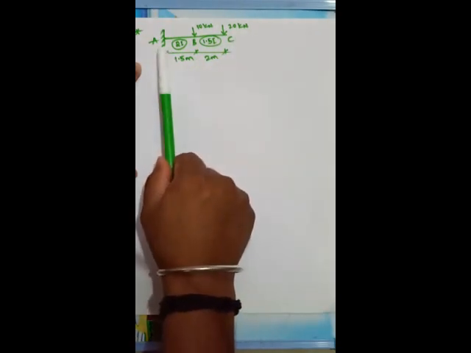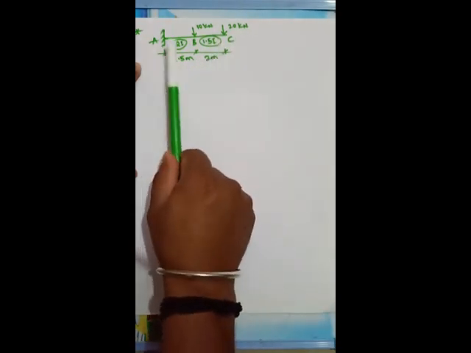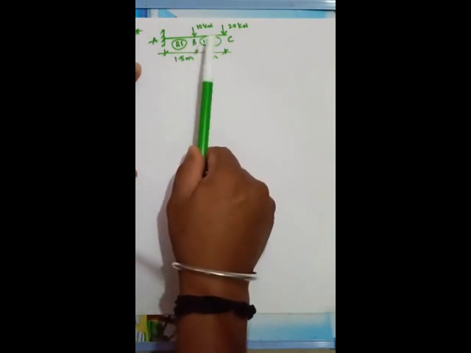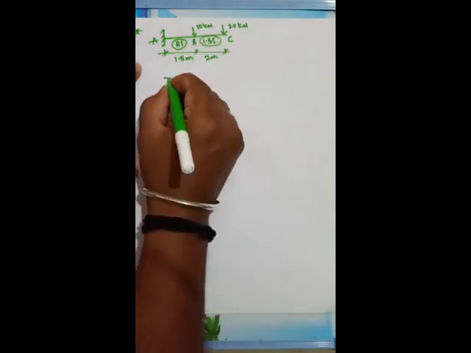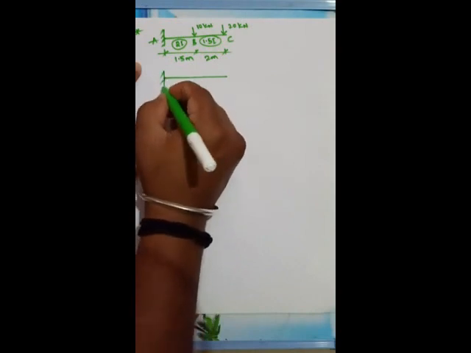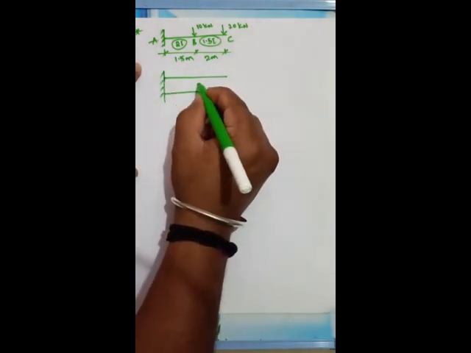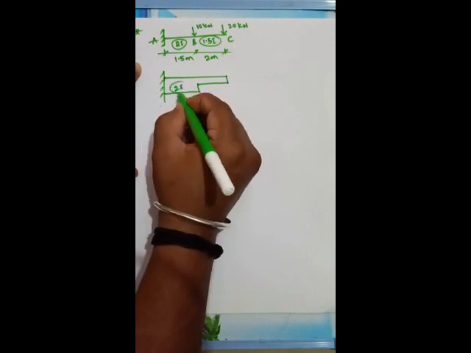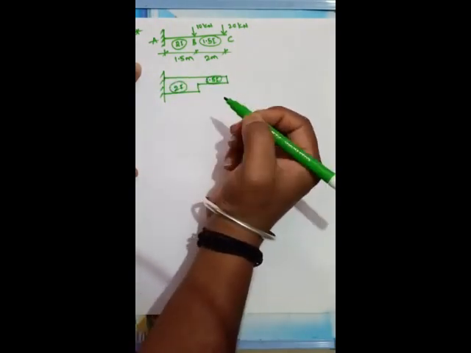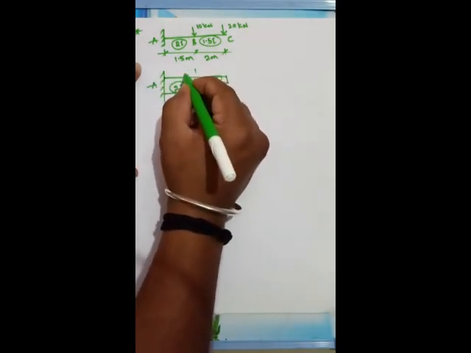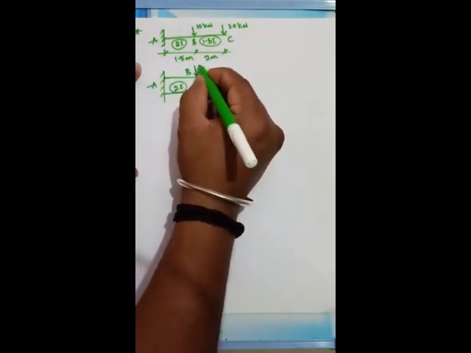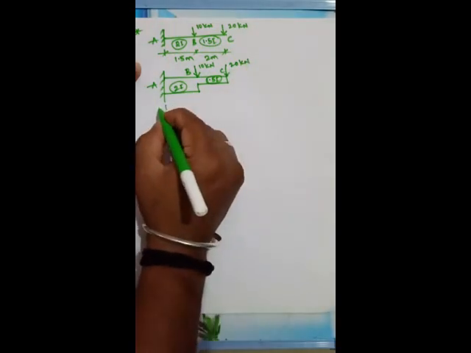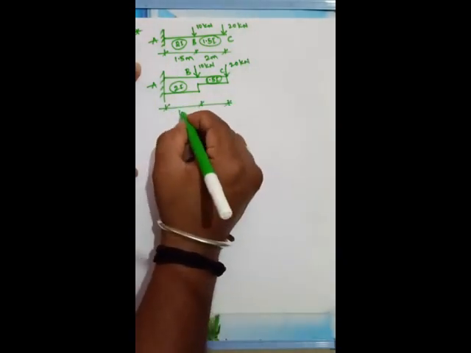Here the moment of inertia is changing from A to B and B to C. From A to B it is 2I and from B to C it is 1.5I. The same problem can be given like this also, with variation in moment of inertia. This is 2I, this is 1.5I. This is point A, here point B, the load 10 kilonewton. Point C, this load 20 kilonewton. It is the same problem.